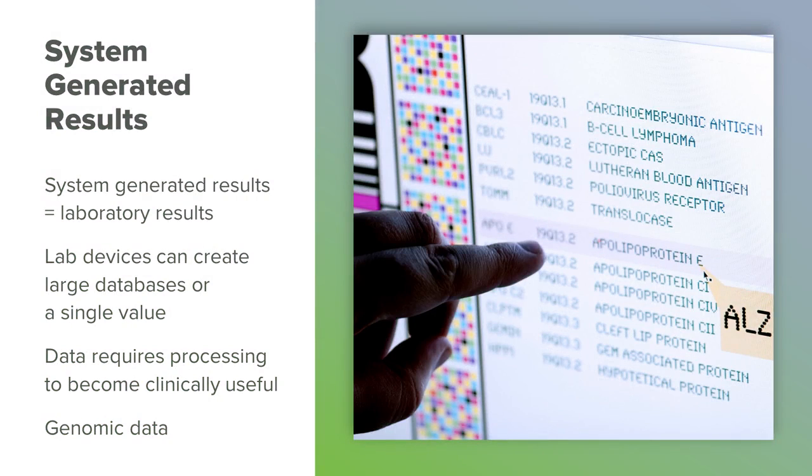Another dimension of data is system-generated results. Laboratory results, for example. Laboratory results come from laboratory devices through which the sample was run. These can be large data sets or a single value. The data may be very specific to an institution or to a particular lab. And some generated data may require substantial processing to become clinically useful. For example, genomic data is a massive volume of raw numbers and values that need to be substantially processed and analyzed to come up with any clinically relevant results.